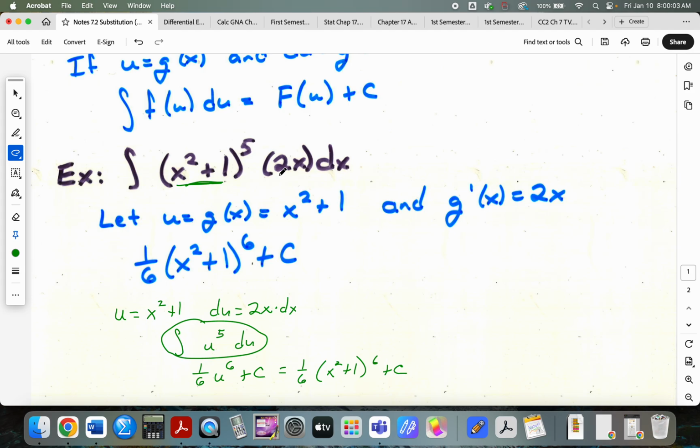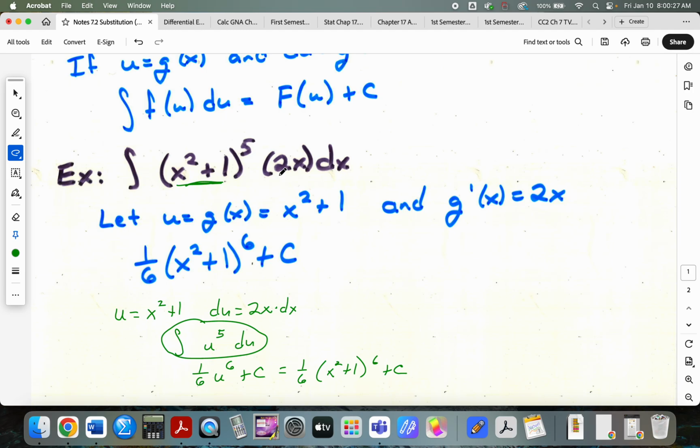Okay? On the AP exam, it used to be that although they said u substitution was something that you had to teach, there were no problems that you couldn't do without just undoing the chain rule. That is no longer true. There will be some where you have to be able to do u substitution.